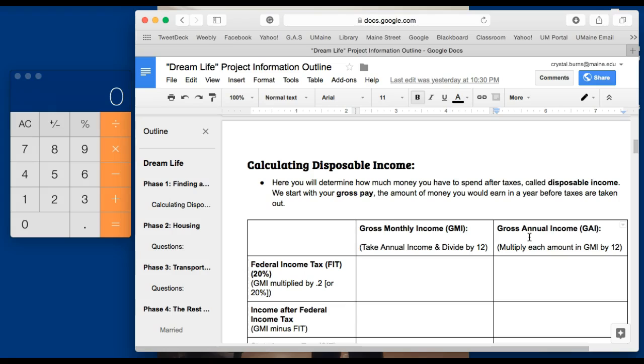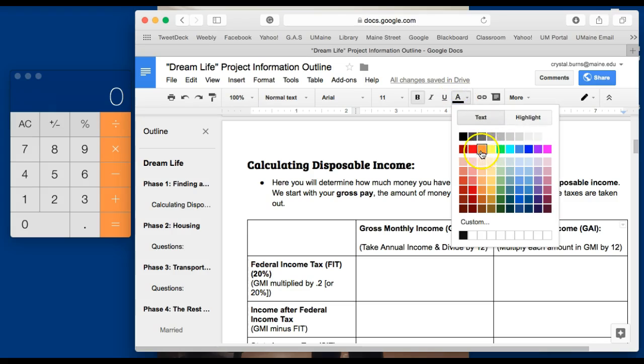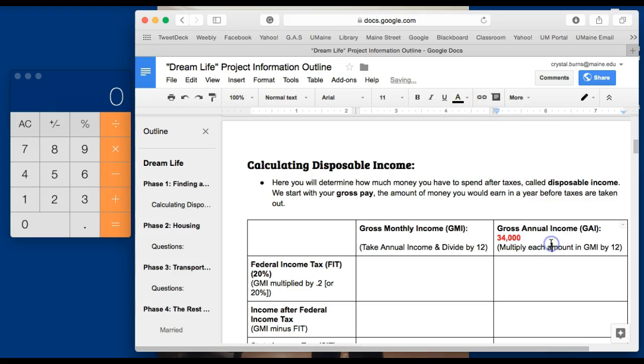And so for my example, I'm going to say that I make $34,000. Now here, I want you to place what that looks like in a year. Now we can figure out our gross monthly income simply by dividing the 34,000 by 12 months, because that's how many months are in a year.